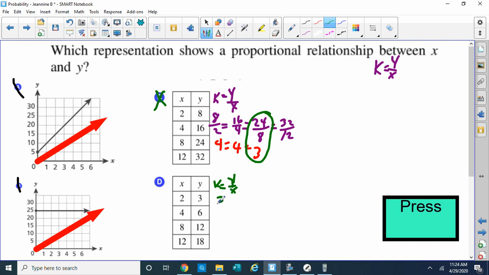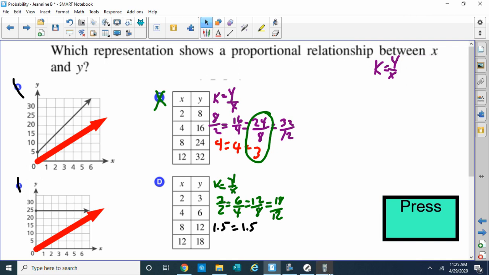So 3 over 2, and I'm going to see if that's equal to 6 over 4, and 12 over 8, and 18 over 12. All right, 3 over 2, that's easy. 3 divided by 2 is 1.5. 6 divided by 4, that's also 1.5. Now it's time to get the calculator out. So let's see what the calculator says about these last two.